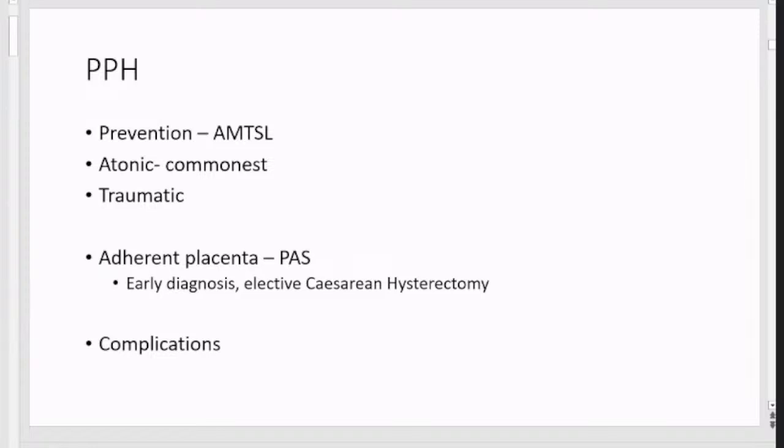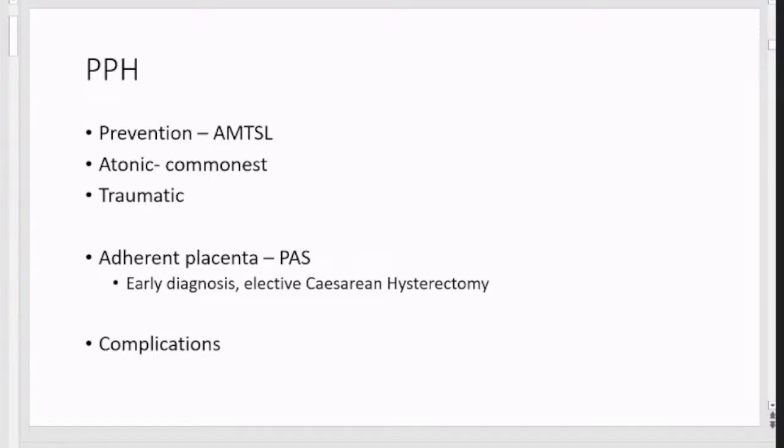So the first thing I would like to do is institute general measures in order to take care of the general condition. So the IV line is already there. You start fluids fast. You will put in a catheter. You will palpate the uterus to see whether the uterus is contracted. Most often, because atonic PPH is the reason in almost 70-80% of the time, the uterus will be flabby, in which case you continue the massage, you do a bimanual massage, you call for help and get the other people to help.